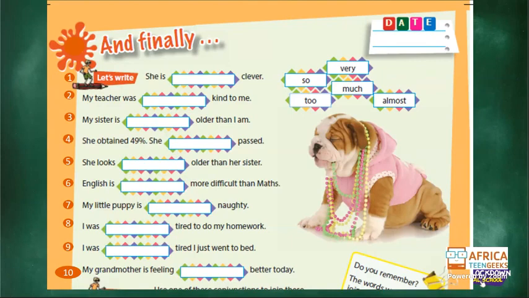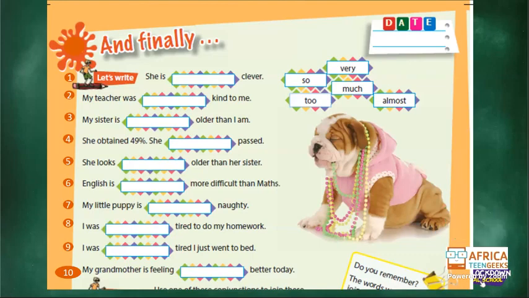JD. So that one could be too tired to do my homework. Number 8. Number 9, is JD still there? I was so tired, I just went to bed. And number 10, my grandfather is feeling much better today.